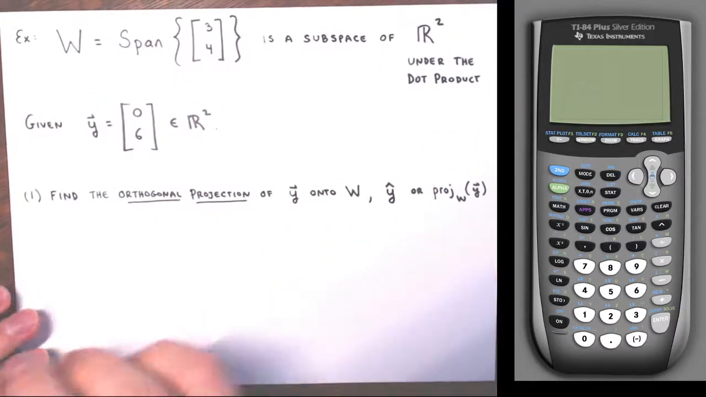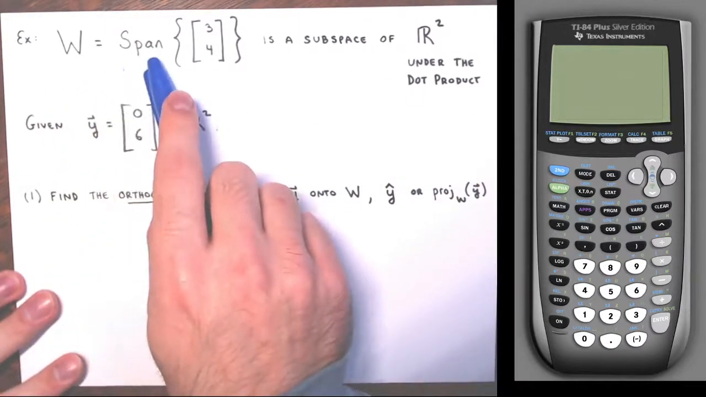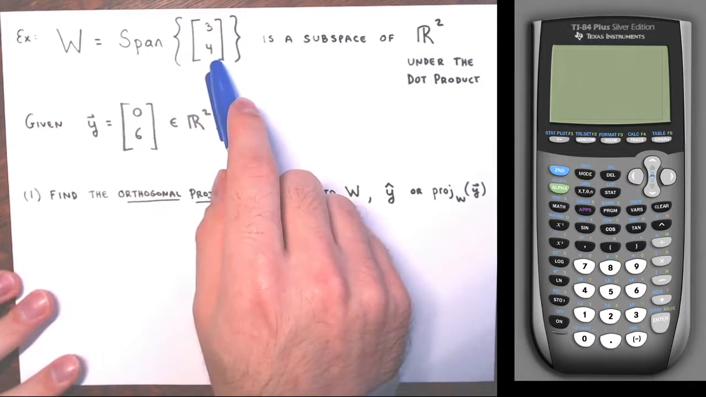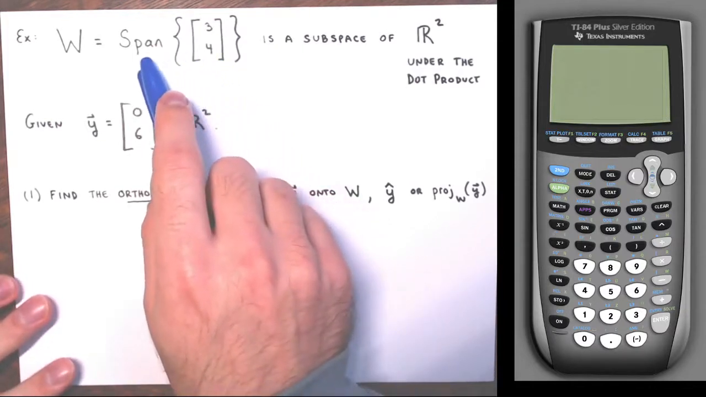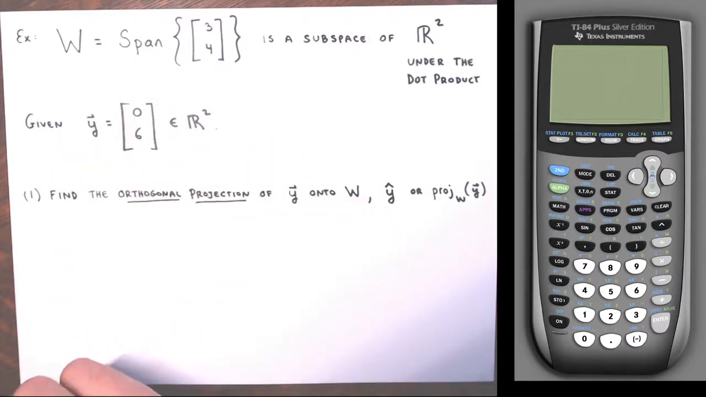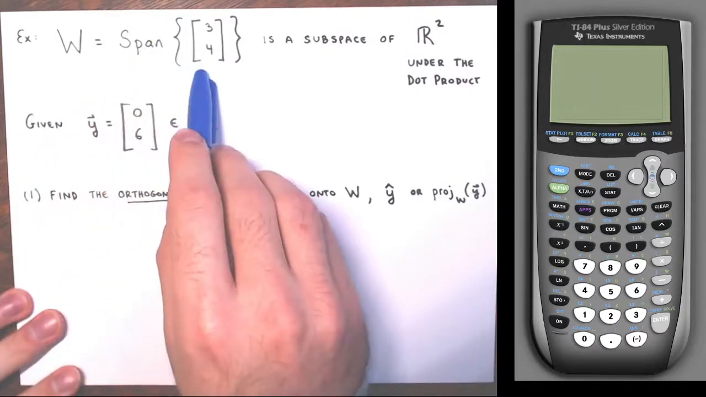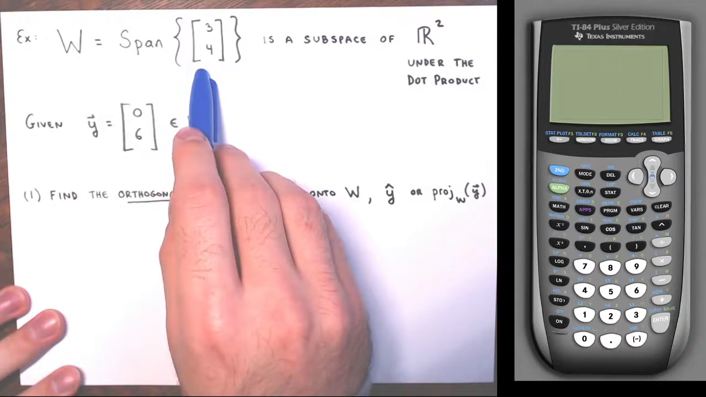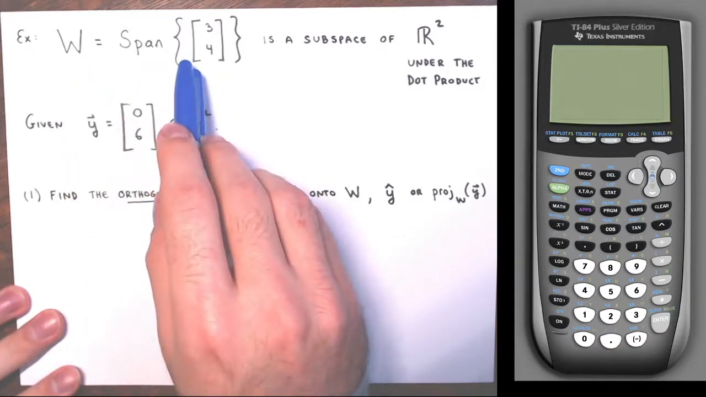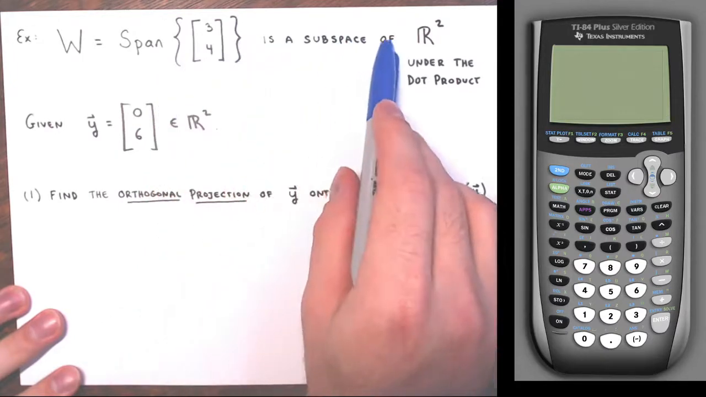So I have a subspace. W is the span of the vector 3, 4. Remember, the span of 3, 4 would just be all the linear combinations of 3, 4, but there's only one vector, so all the linear combinations of 3, 4 would just be the scalar multiples of 3, 4. So W is all the scalar multiples of 3, 4, which would be represented by a line going through the origin in R2. This is a subspace of R2.